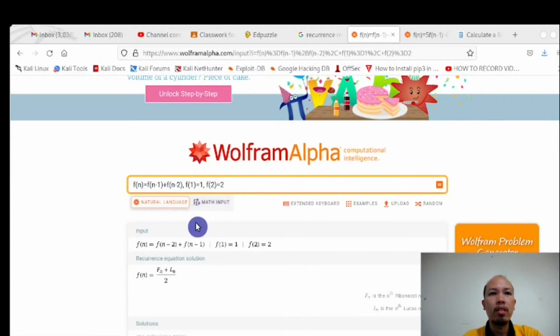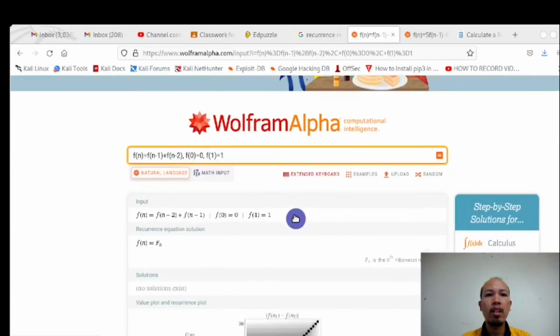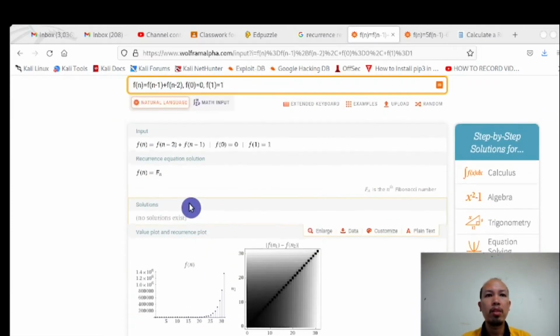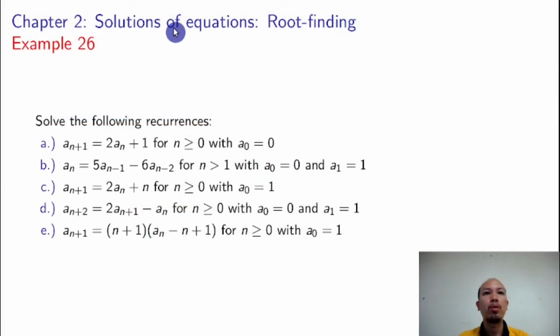So we have the recurrence relation for this, this is not Fibonacci. So let's start with f of 0 is equal to 0, and f of 1 is equal to 1. So enter, and this is the Fibonacci number.